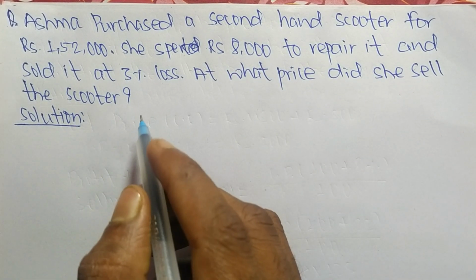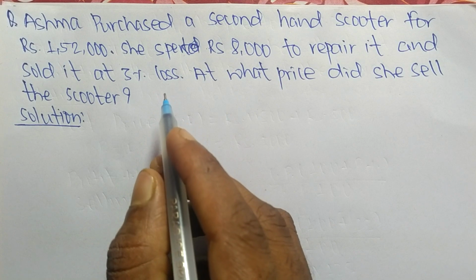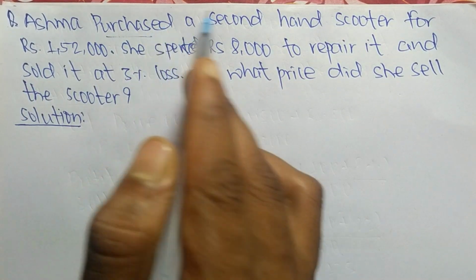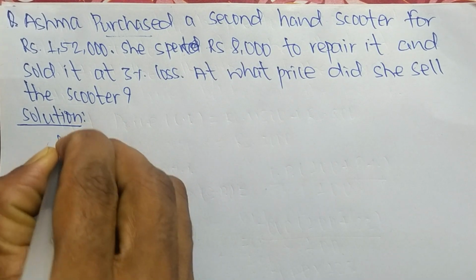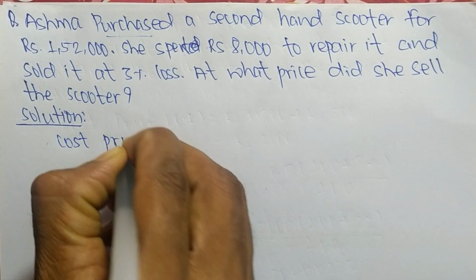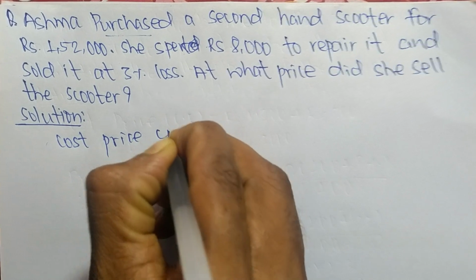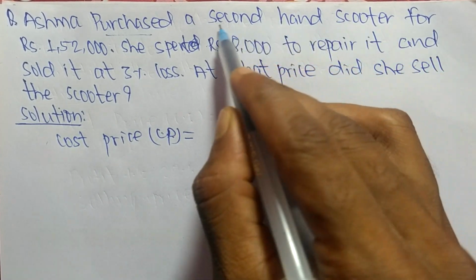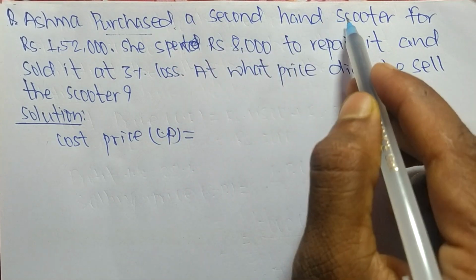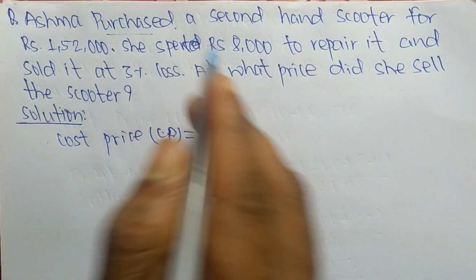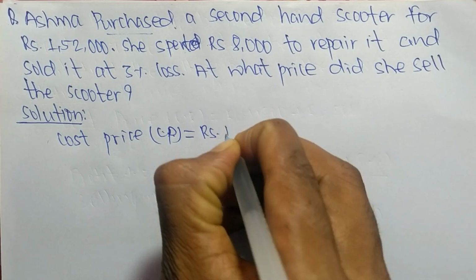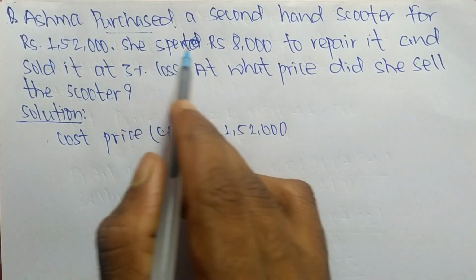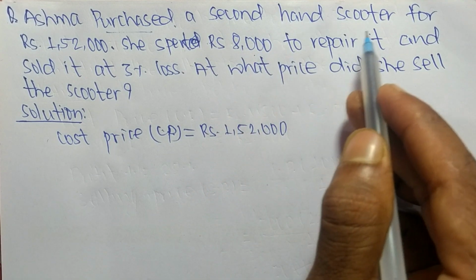So to solve it, first of all we write what are the given values here. Ashma purchased means the cost price. So cost price, that is CP, is equal to purchased a second hand scooter for Rs 152,000. She spent Rs 8,000 to repair it.